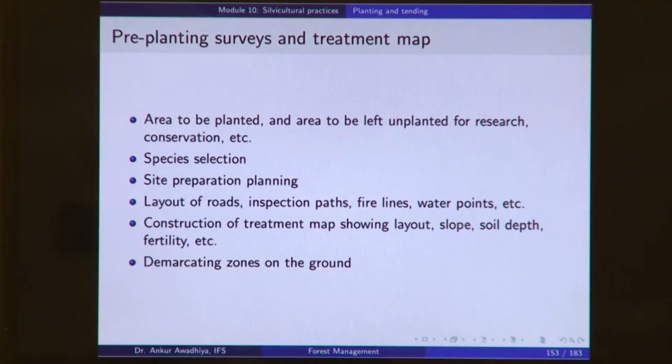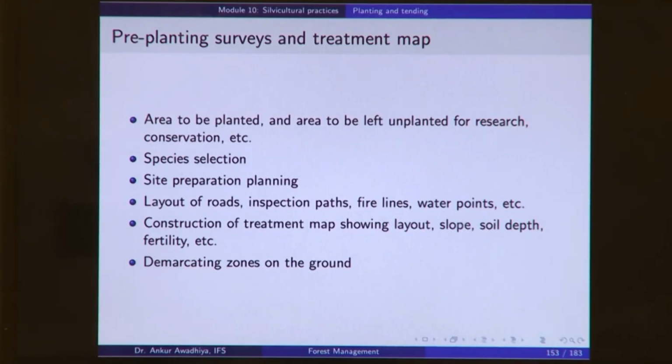Next, species selection. Now, species selection depends on a number of factors. So, especially in the case of hilly areas, there will be a different species that is planted on the south facing slopes and a different species that will be planted on the north facing slopes, because India lies in the northern hemisphere, and so the south facing slopes will be exposed to much more sunlight as compared to the north facing slopes. So, probably the species will be different.